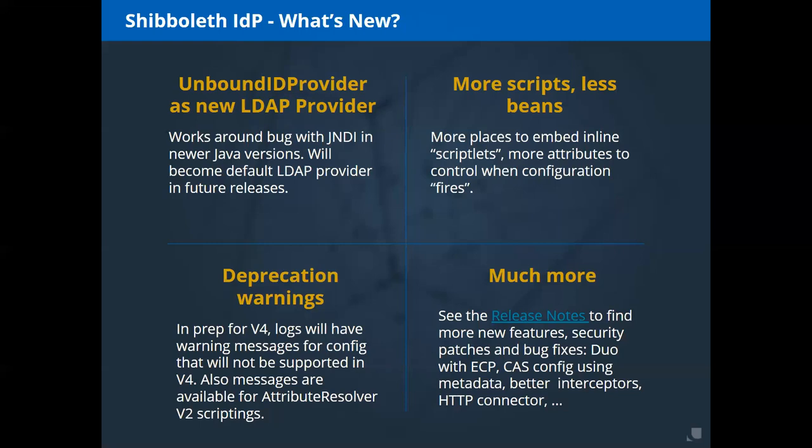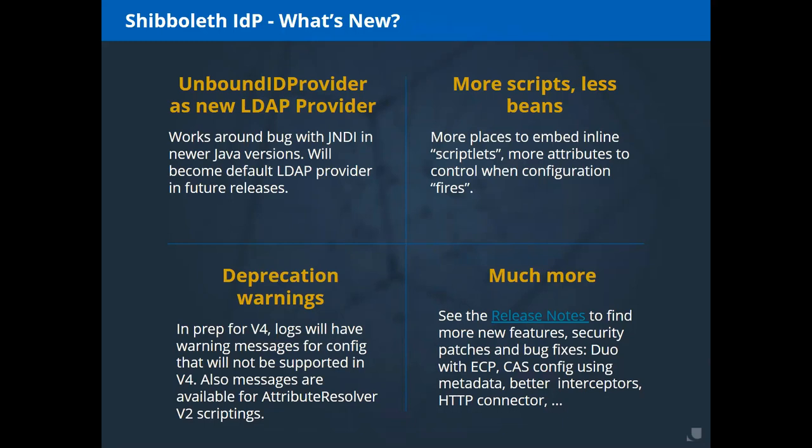Another mantra out there of the Shib developers is that you should be using fewer and fewer beans for your configuration and script as much as you can. To allow that, they have allowed significantly more scripted references in the configuration so that you can use scripts inside of your configuration.